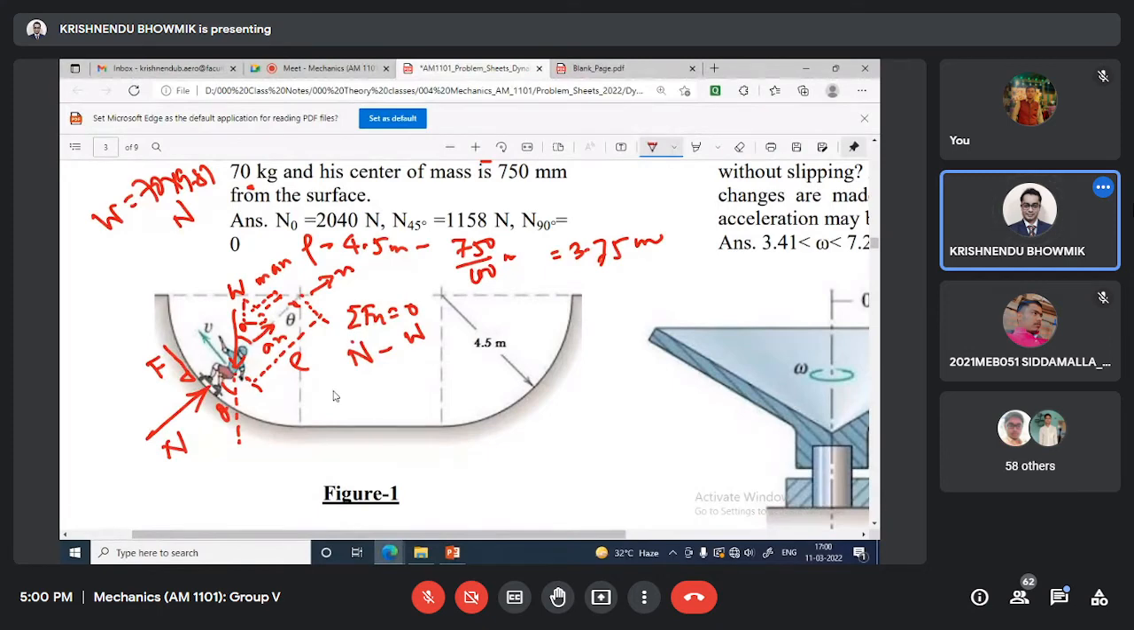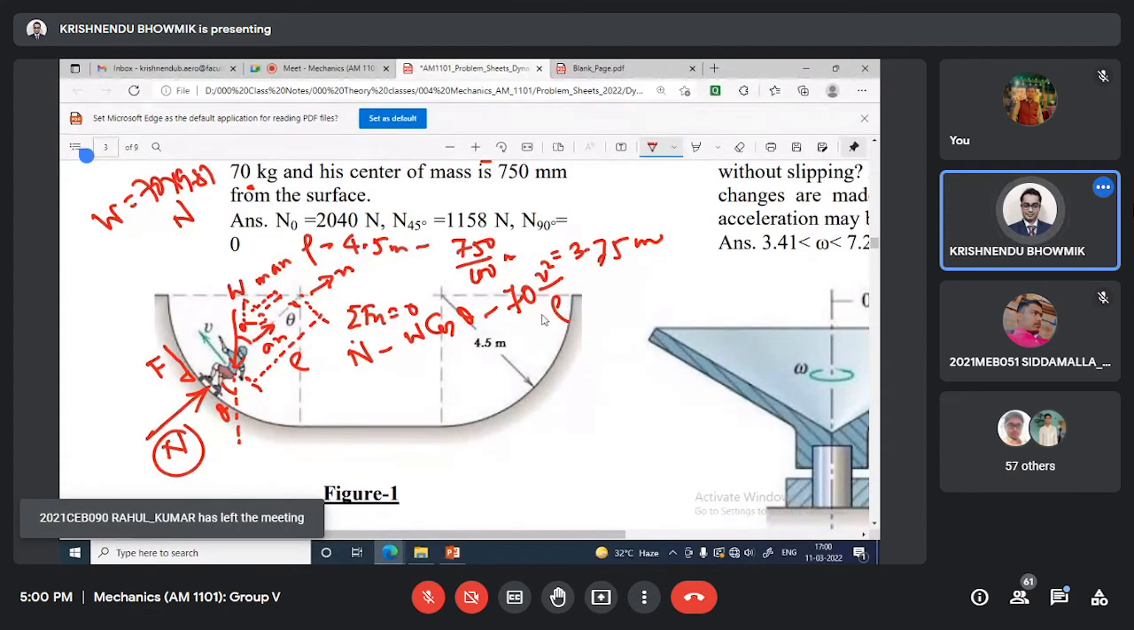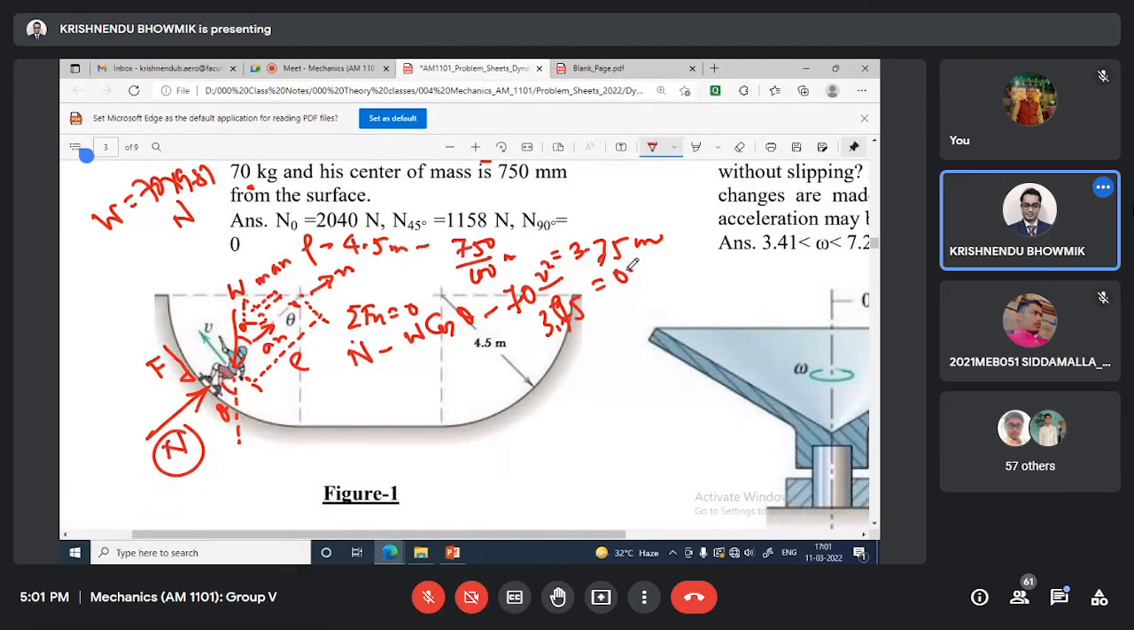Now it will be N minus W, this is theta. So W cosine theta now, minus M V square by rho, V square by say rho or 3.75, equal to 0. This is FBD. Kindly show this friction force.